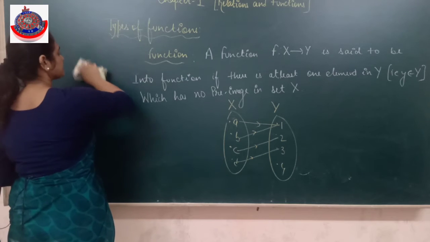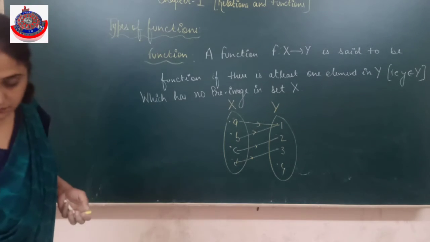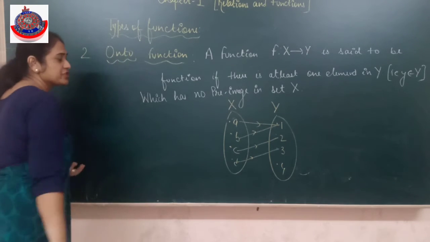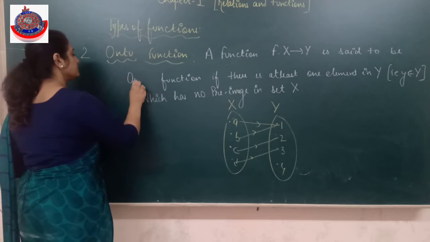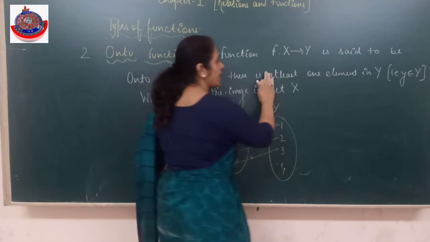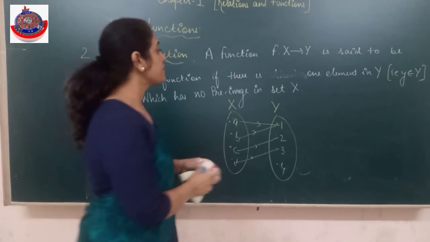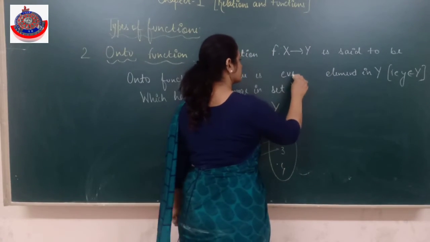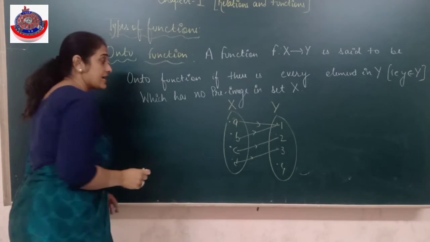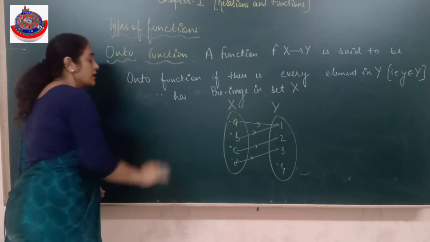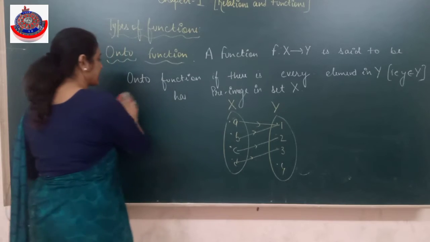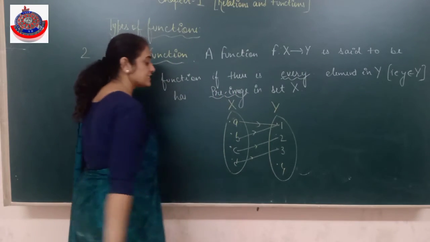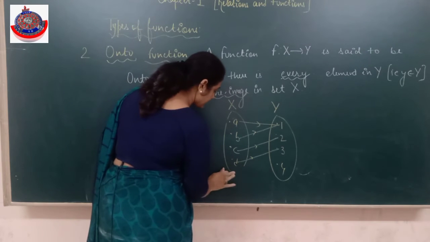If I say onto function, a function f from X to Y is said to be onto if every element in Y has a pre-image in set X. If every element has a pre-image in set X, that means this is also, there is some element, say I'll say E here.